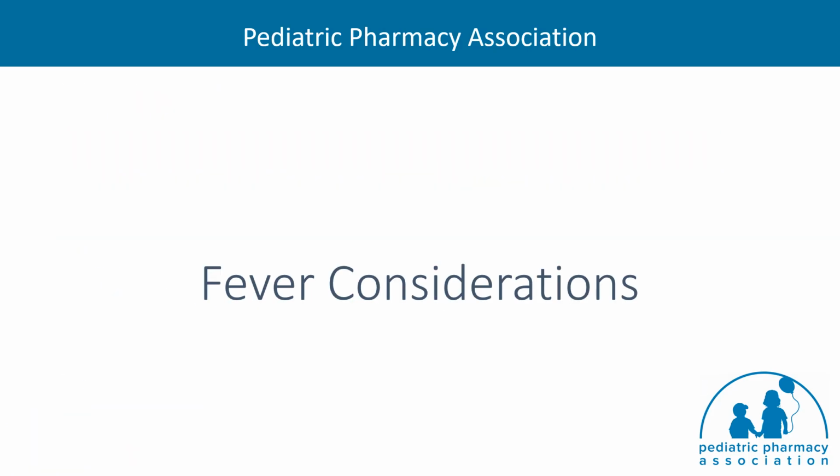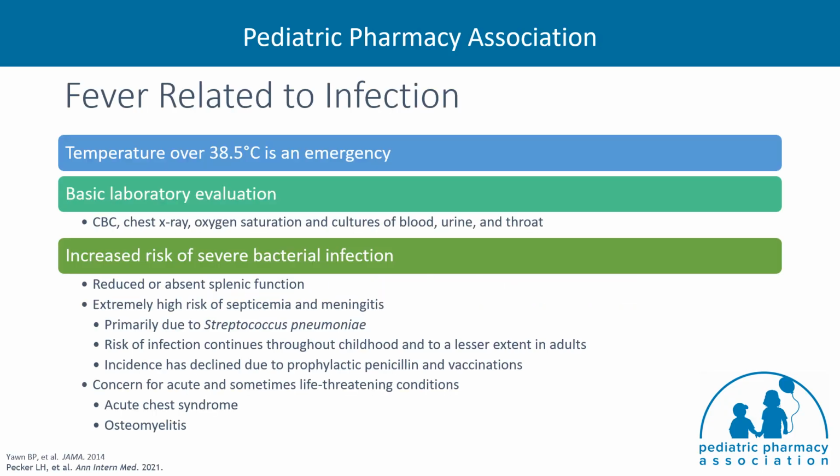So that was acute chest syndrome. Next, we'll move into some fever considerations for these patients. So for patients with sickle cell, if they present with a temperature over 38.5 at home, it is considered an emergency and families should bring them in right away. Basic laboratory evaluation is recommended, so doing things like a CBC, obtaining a chest x-ray, looking at their O2 sats, and then doing blood, urine, and throat cultures as applicable.